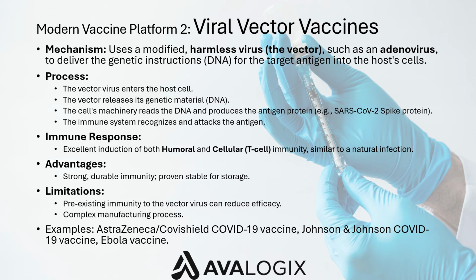This platform is powerful because having the antigen produced inside your own cell and then displayed on the cell surface is a very strong signal to the immune system. This leads to excellent activation of both humoral antibodies and, critically, the cellular T-cell response, mimicking the quality of immunity seen with live-attenuated vaccines. The main technical challenge lies in pre-existing vector immunity. If a person has already been exposed to the adenovirus used as the vector, their immune system may neutralize the Trojan horse before it can deliver its payload, potentially reducing the vaccine's effectiveness.